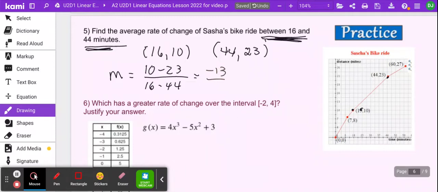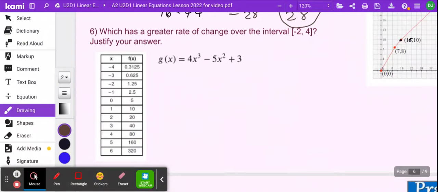So negative 13 over negative 28. And again, a negative divided by a negative is going to be a positive. So you always want to have that in simplest form. There we go. Average rate of change, 13 over 28. Hopefully that's what you got.